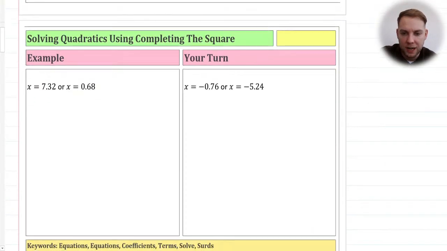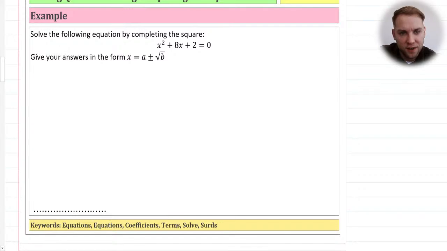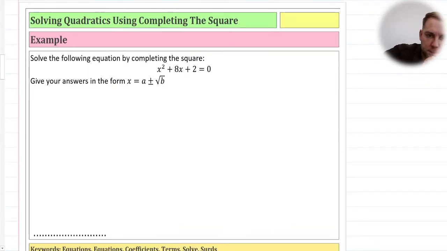Let's have a go now at this one here. Now this is a very common question, okay? It usually comes up on the non-calculator paper. This is example 2. This is more like what will come up. This would be on paper 2 for OCR, paper 1 for Edexcel.